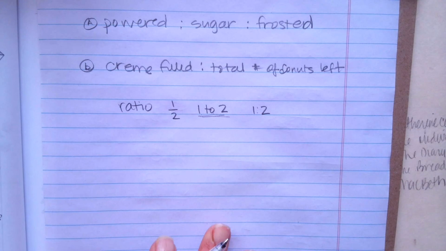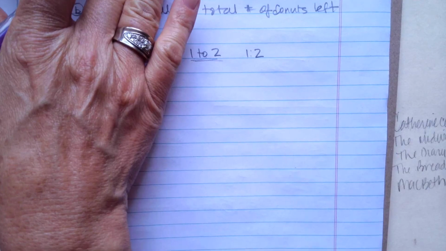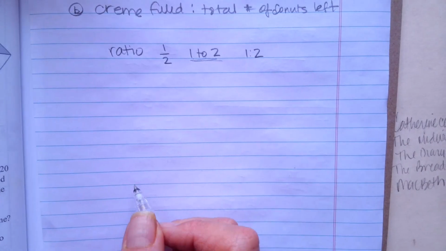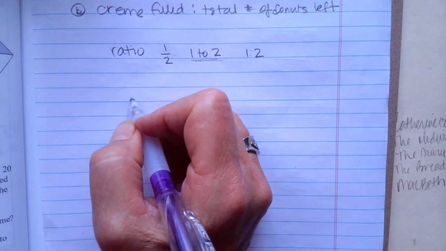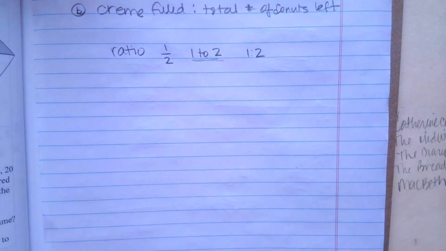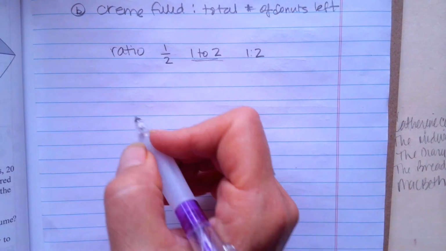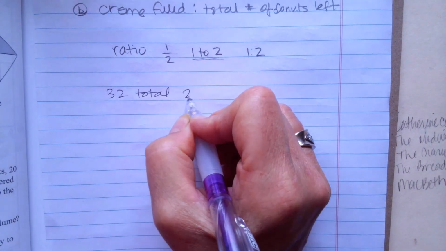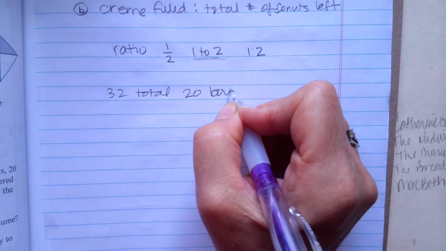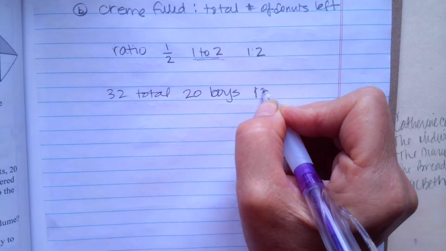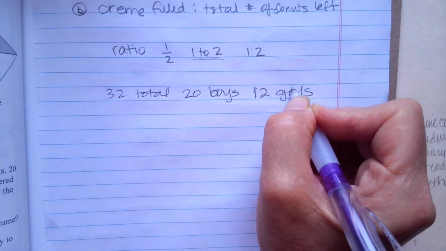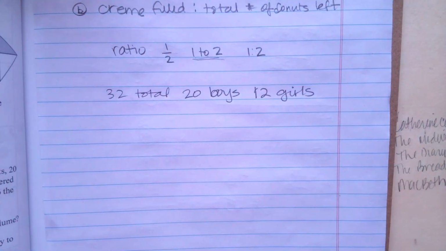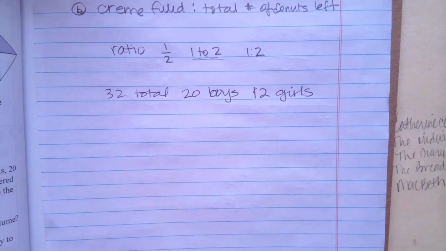And what they're asking for is, suppose that in a classroom, you have, how many students do you have in your classroom? 32. And how many do you think are boys? 20. So 20 boys and 12 girls, right? Yeah. Okay. They're going to ask you to write a ratio.